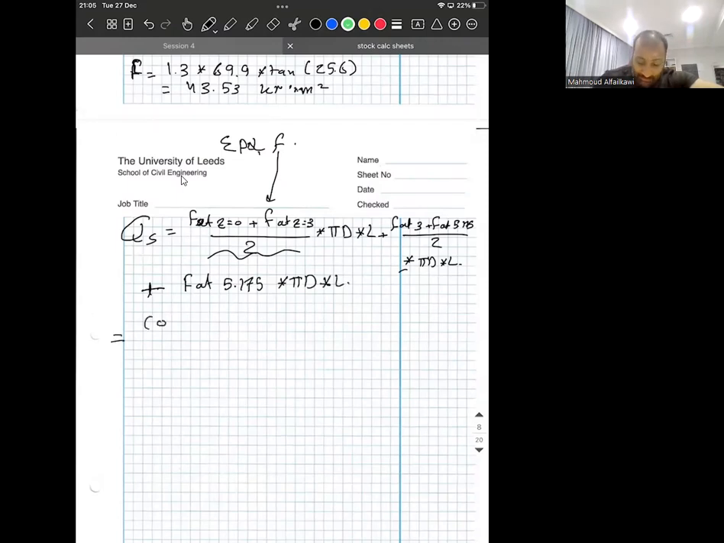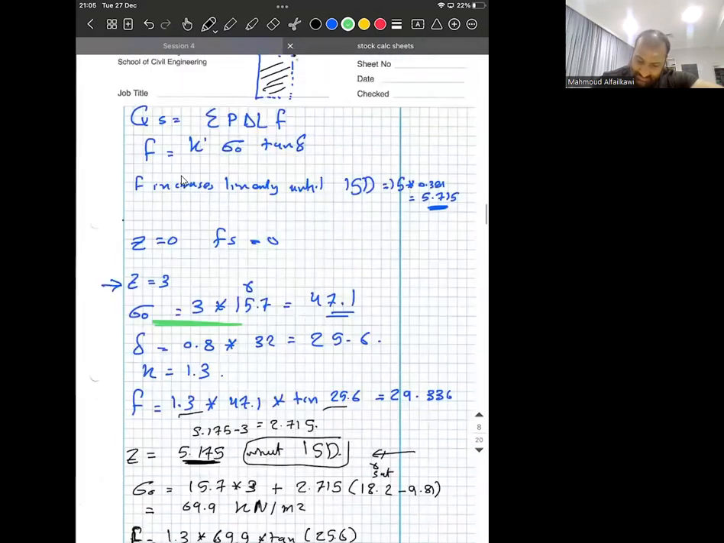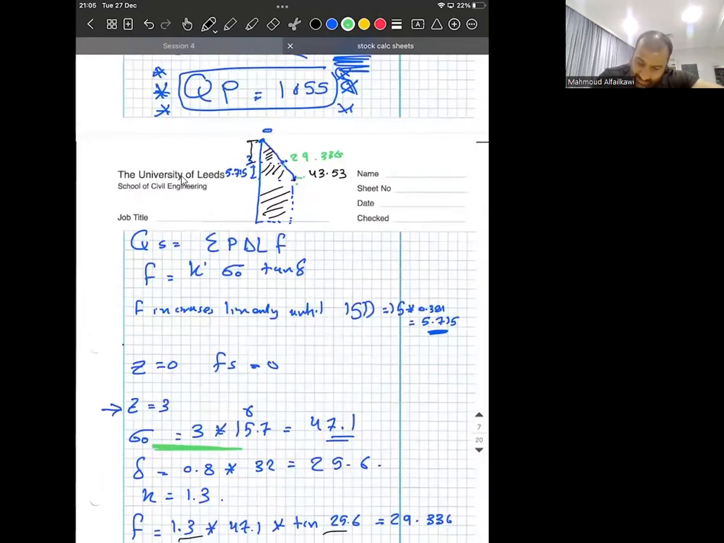I'm going to plug in numbers now. So it's going to be 0 plus 29.336 over 2 multiplied by pi multiplied by 0.381, which is my diameter of the pile, multiplied by 3, plus, again, another 3 is the length of the layer. Don't forget. Let me put some lengths here. So this is 3, and this whole thing is 5.175. So this small layer here is the 2.175. Yeah, so this one is 2.175. And whatever is left, you do the balance.